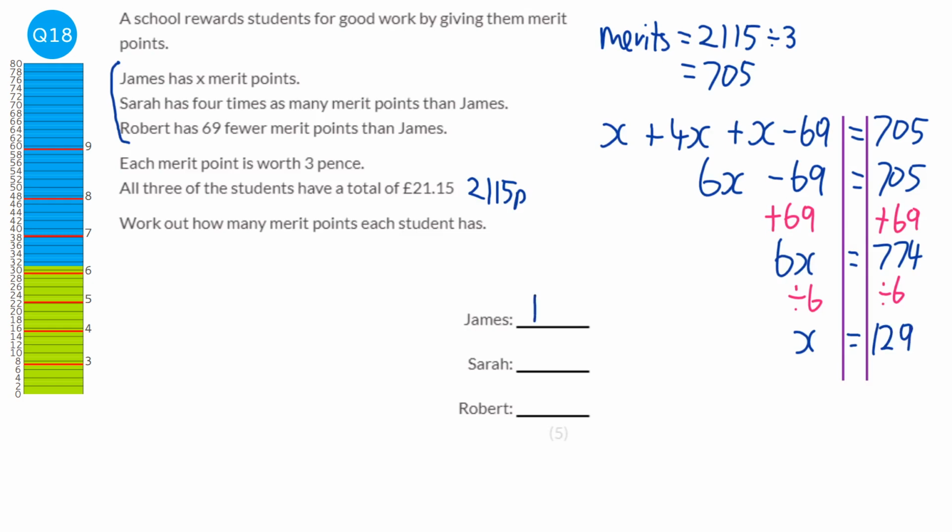That means James has 129. Sarah has 4 times more, so she will have 516. And Rob has 69 fewer, so we're going to take 69 away from that, and that will equal 60.